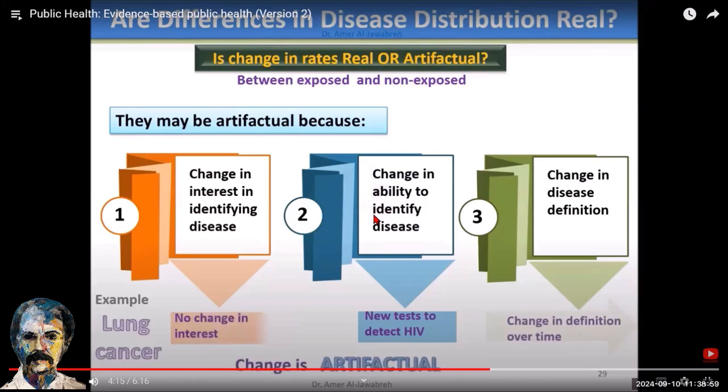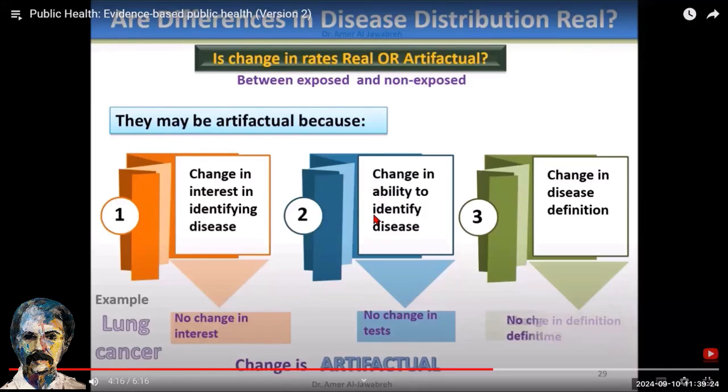If you go to lung cancer, there is no change in interest. All the time we had interest in the disease because the disease is severe, a killer, but also we can save the patient if we diagnose it earlier and we can do the surgery or chemotherapy. We know it's surgery or chemotherapy. It's well known. Okay. Or no change in the test.